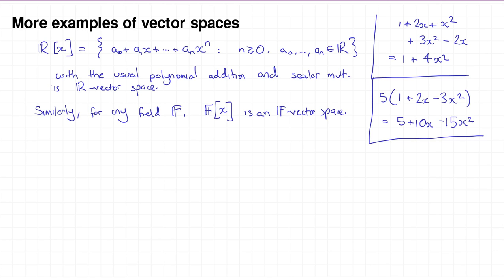So if you're thinking, what is the zero vector in that vector space? Well, of course, it's just the zero polynomial. So the polynomial which is a constant and which the value of that constant is 0.